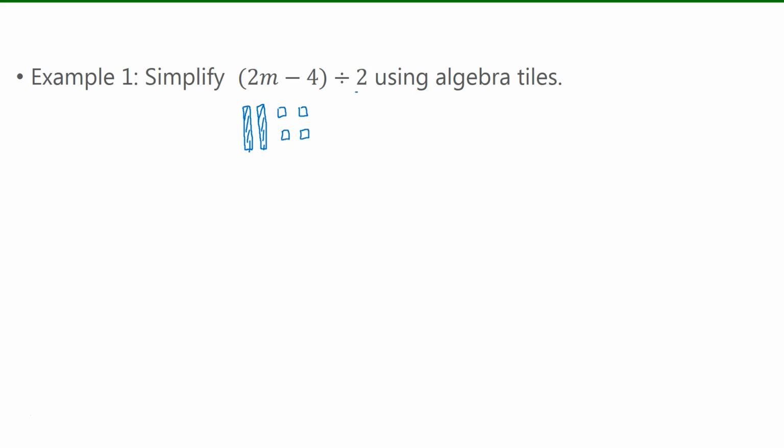So I have to break this into two equal groups since I'm dividing by 2. So I would put one m tile in each group. And I would put two negatives in each group. So the tiles that are in each group here is the quotient, which works out to be an m minus 2.